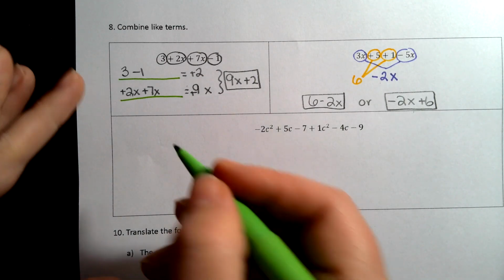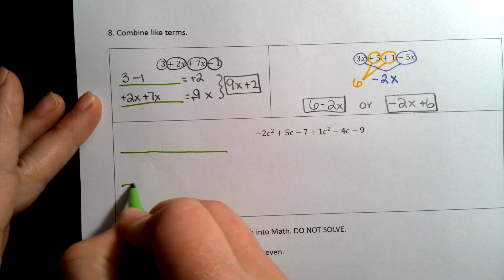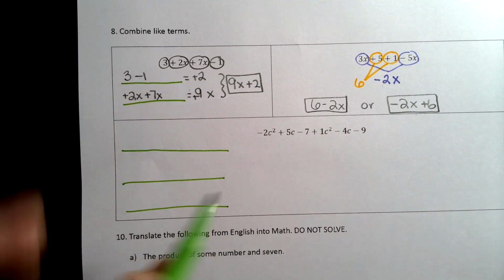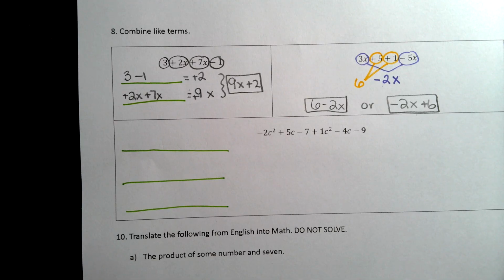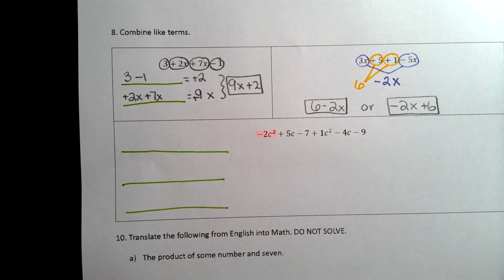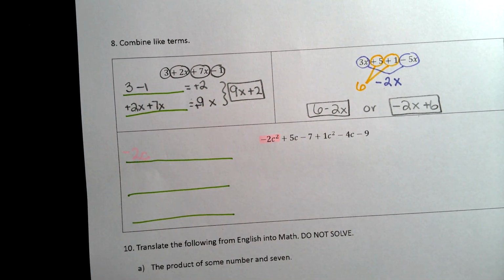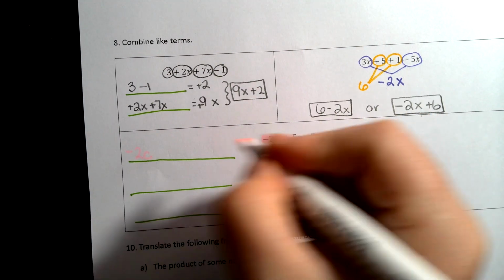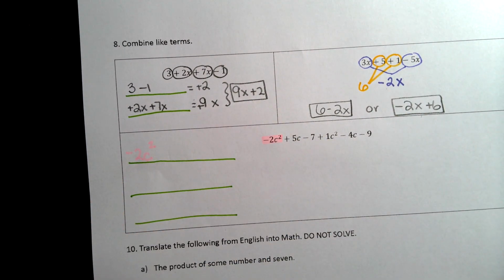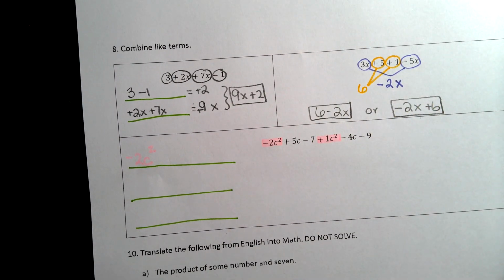We are going to be combining like terms, but there's a lot of things going on with exponents, with constants, with a lot of different things. So let's go ahead and find our terms. I got a -2c squared. Almost forgot that squared. And I'm looking for another squared. So I have a 1c squared here.